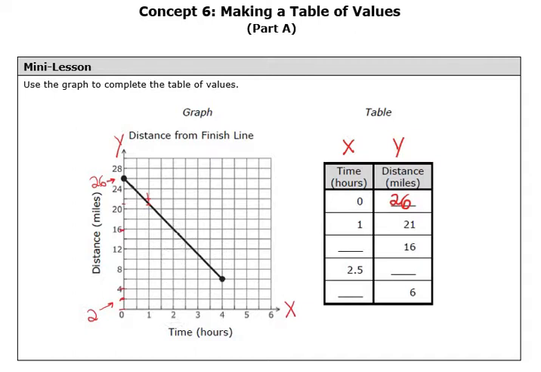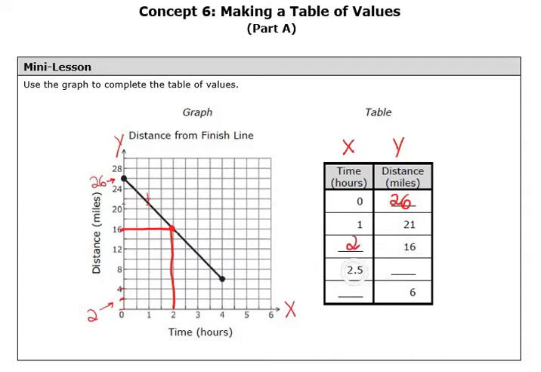To make it clear, I'm going to draw some lines. So from 16, if 16 is my y value, then at that point on the graph, the x value has to be 2. So if 16 is my y, 2 is my x.